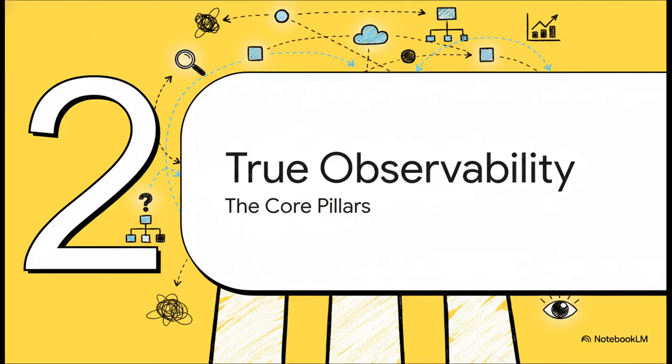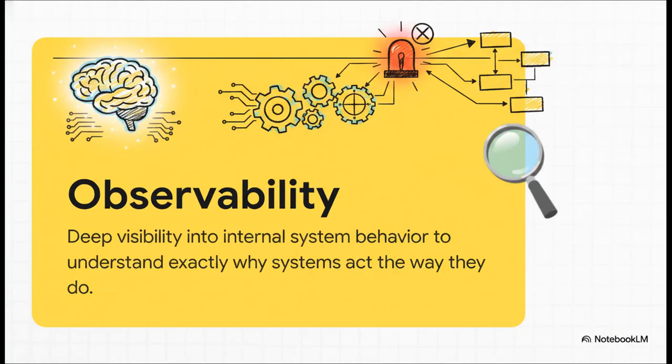Moving on to Section 2, Pillars of True Observability. Observability has to extend way beyond simple, high-level dashboards. Organizations now desperately need deep visibility into how systems behave internally. Because at its core, observability is fundamentally about understanding exactly why systems act the way they do. It's the difference between a dashboard flashing red just to tell you something is broken and a system handing you the precise diagnostic context to figure out the exact root cause of that failure in real time.